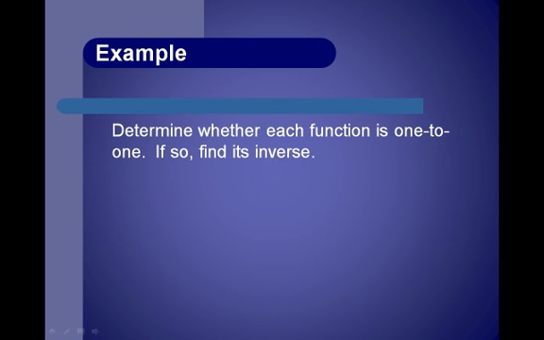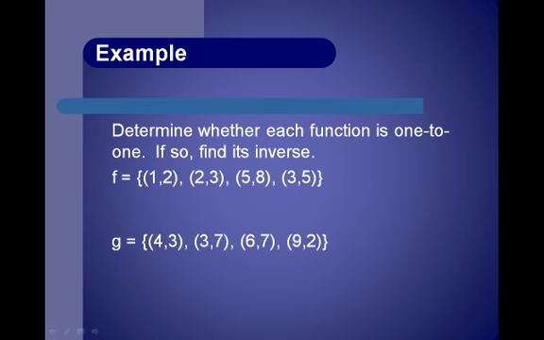Let's do some more examples. Determine whether each function is one-to-one, and if so, find its inverse. Well, the first function f is (1, 2), (2, 3), (5, 8), and (3, 5). So the way we tell if it's one-to-one is if all the x values are different, which they are, then all the y values have to be different.